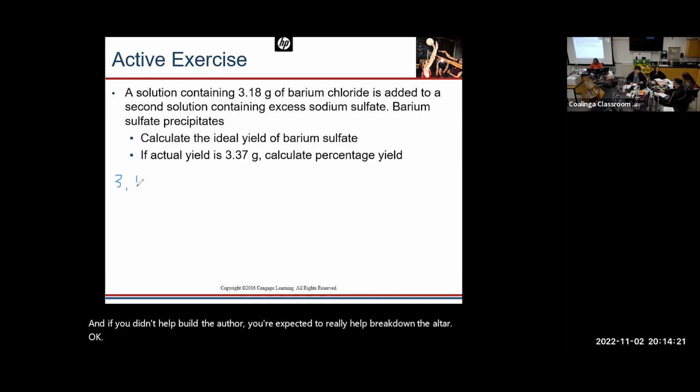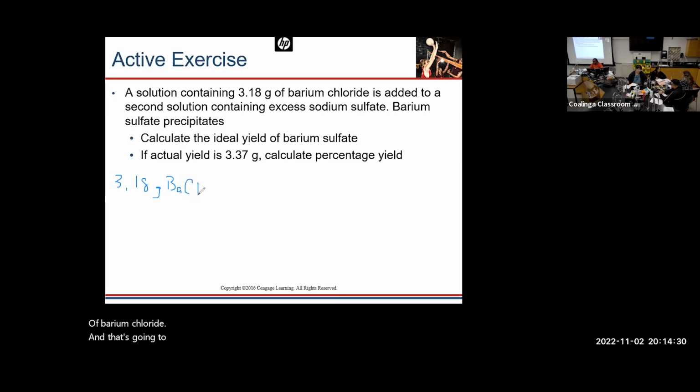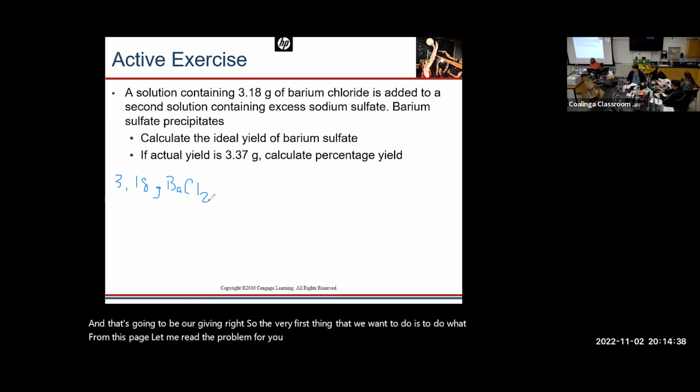So we have 3.18 grams of barium chloride, and that's going to be our given. So the very first thing we want to do is what? First, let me read the problem. A solution containing 3.18 grams of barium chloride is added to a second solution containing excess sodium sulfate. Barium sulfate precipitates. Calculate the ideal yield of barium sulfate. If the actual yield is 3.37 grams, calculate the percent yield.